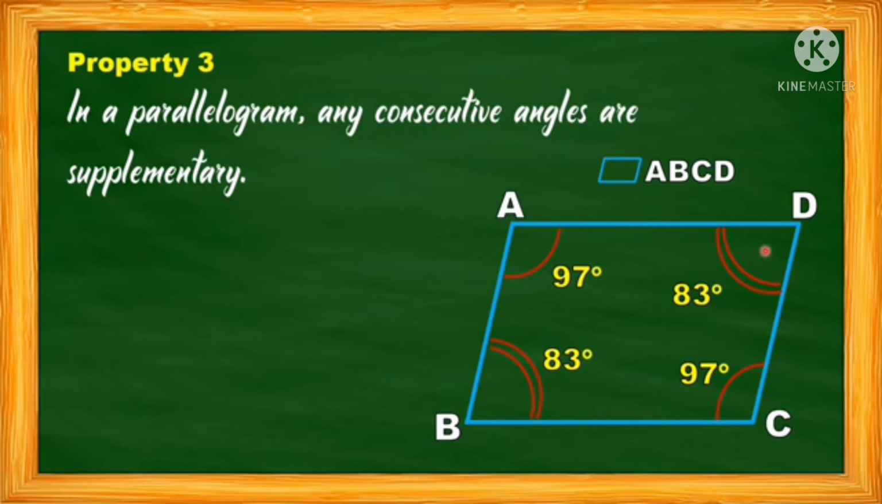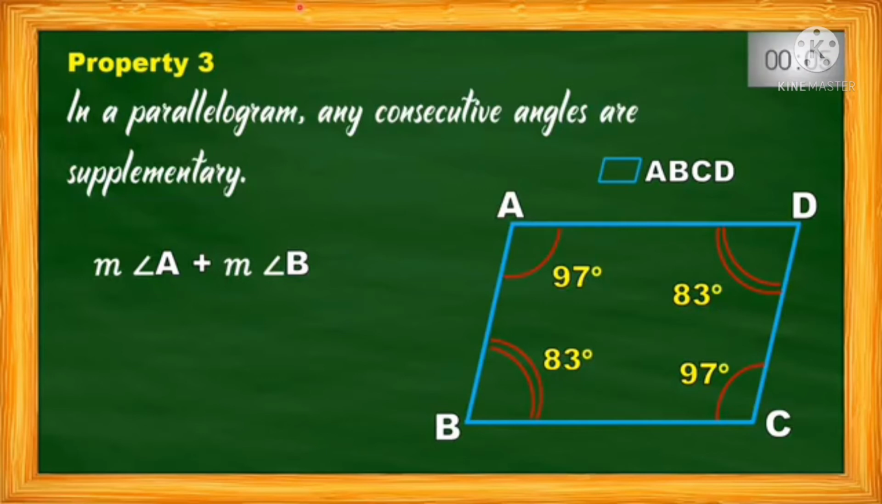Angle D and angle A are consecutive. Angle D and angle C are consecutive angles. Angle C and angle B are consecutive angles. Angle B and angle A are consecutive angles. What is the sum of the measures of angle A and angle B if angle A is 97 degrees and angle D is 83 degrees?